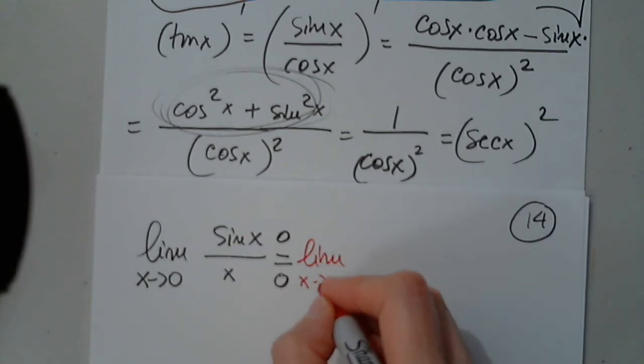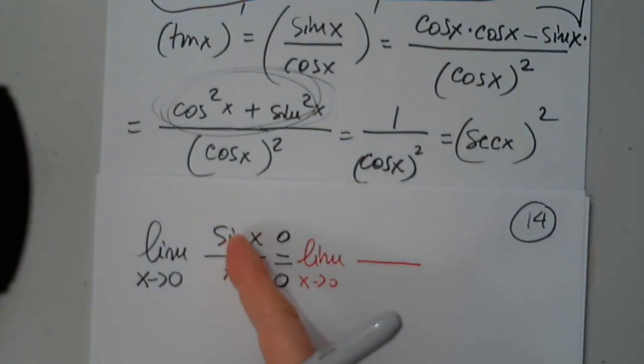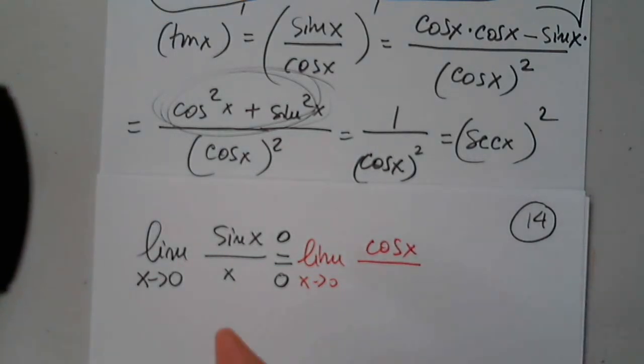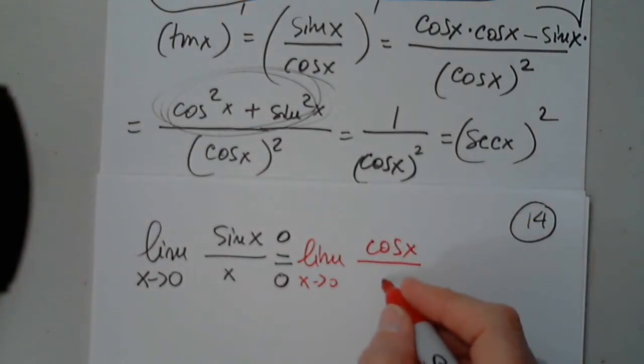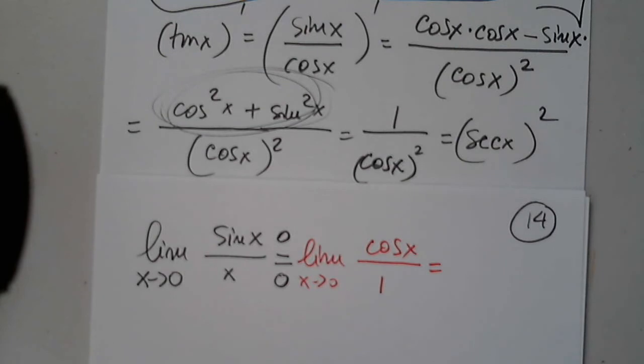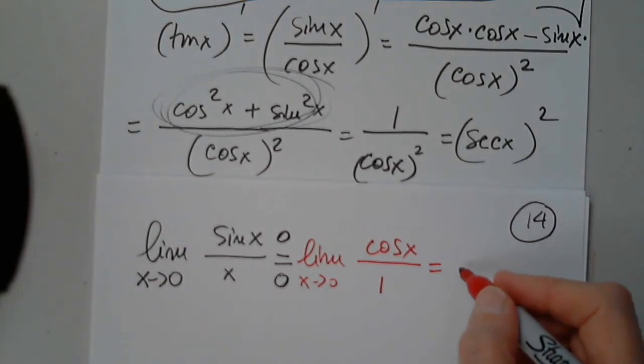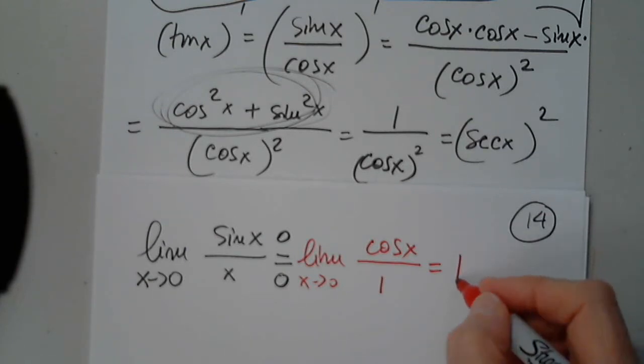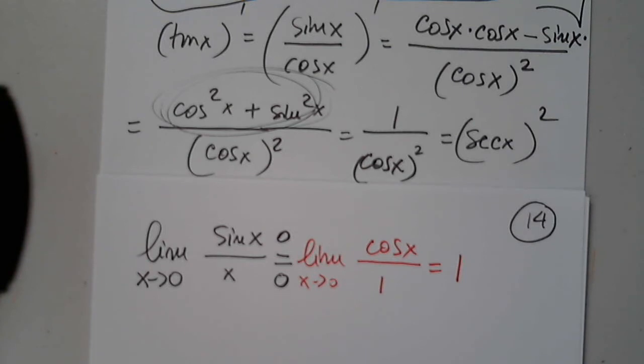So I have limit as x approaches 0. Please differentiate sine and tell me what to write. Cos x. Very good. Please differentiate x and tell me what to write. 1. Good. Can you determine the limit now? One. Excellent. Great job. Thank you. Perfect.